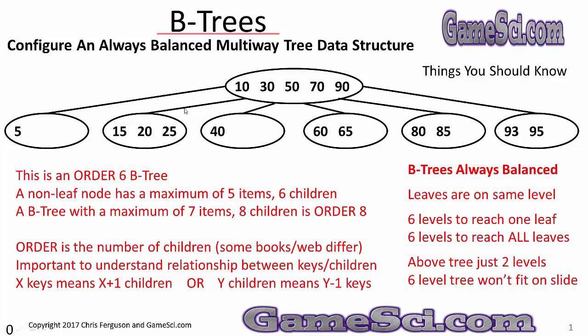1, 2 levels to reach that node. 1, 2 levels to reach that node. 1, 2 levels to reach that node. All the leaves are on the same level. This is what we call an order 6 B tree.